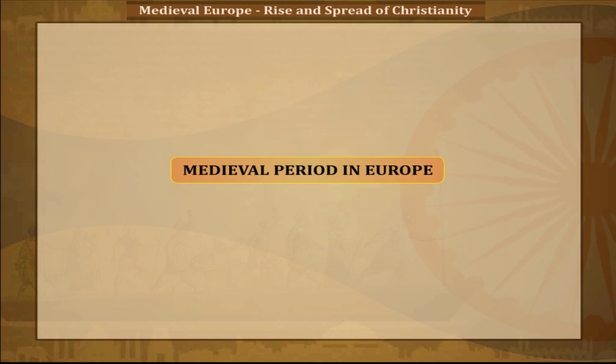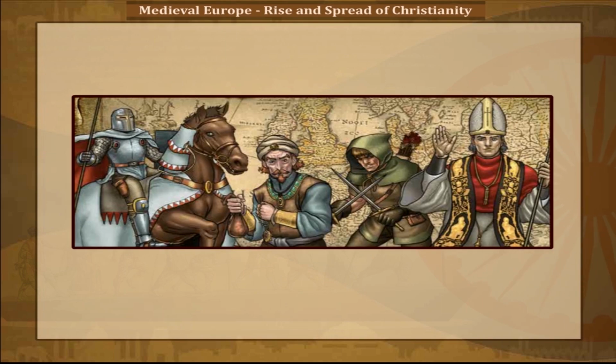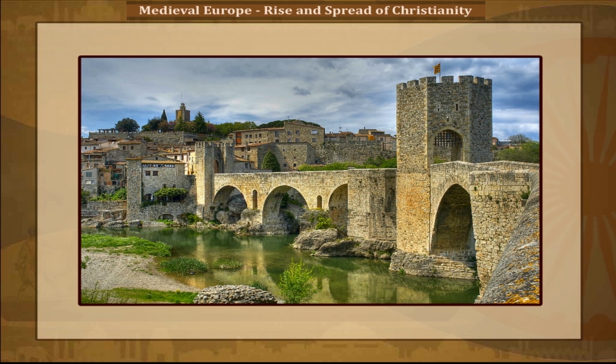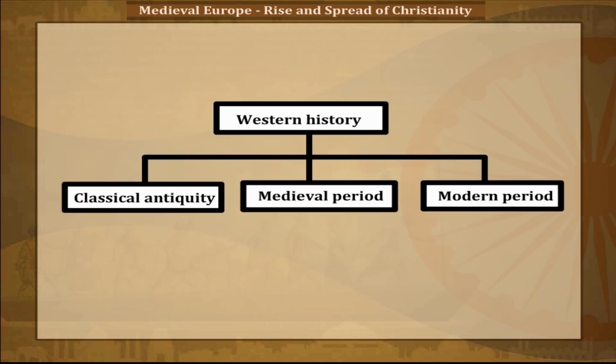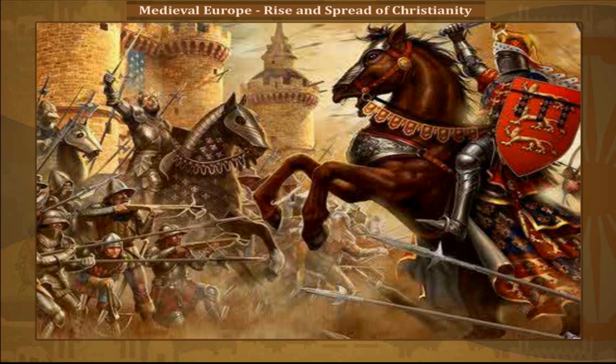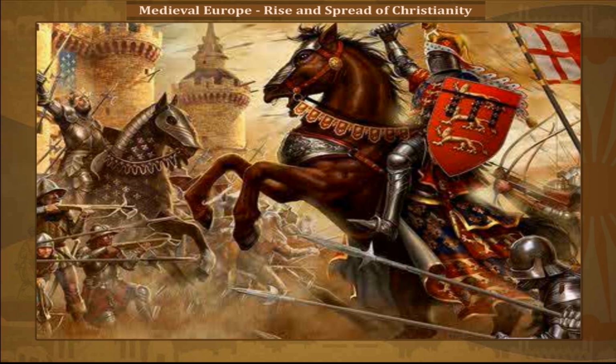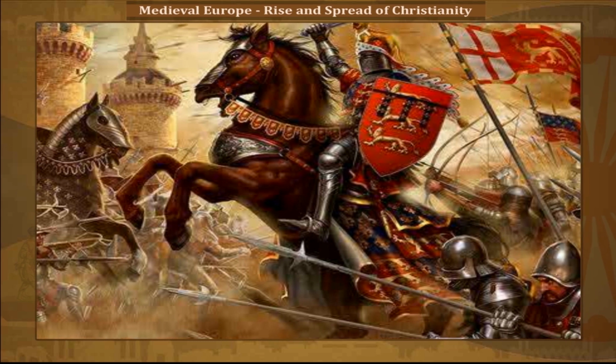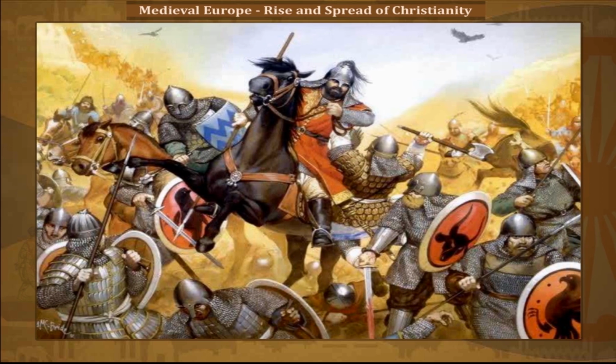Medieval period in Europe. In the history of Europe, the Middle Ages or medieval period lasted from the 5th to the 15th century. It began with the fall of the Western Roman Empire and merged into the Renaissance and the Age of Discovery. The Middle Ages is the middle period of the three traditional divisions of Western history, classical antiquity, the medieval period, and the modern period. The medieval period is itself subdivided into the early, high, and late Middle Ages.